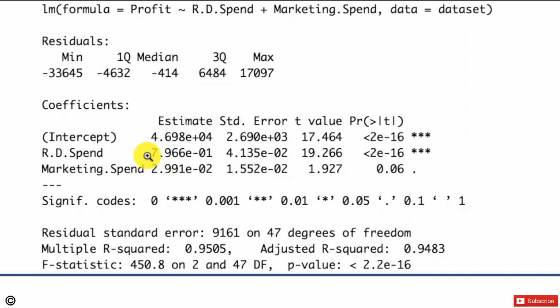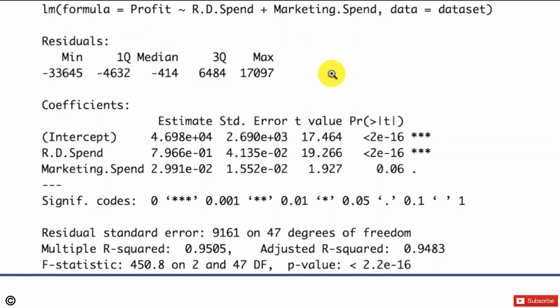If the sign is positive, that means your independent variable is correlated with your dependent variable, meaning that if you change the value of your independent variable, then you can see that the dependent variable will be changing in the same direction. So basically, if you increase spend on R&D, then your profit will be increasing. If you're increasing spend on marketing, then your profit is also increasing, which makes sense, right?